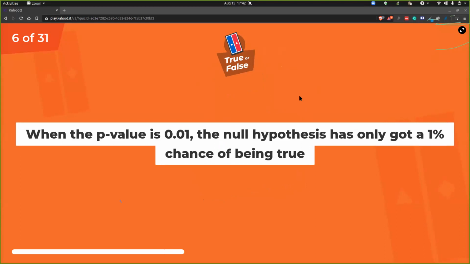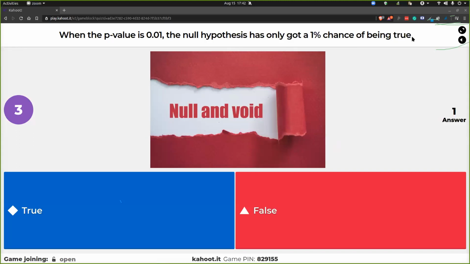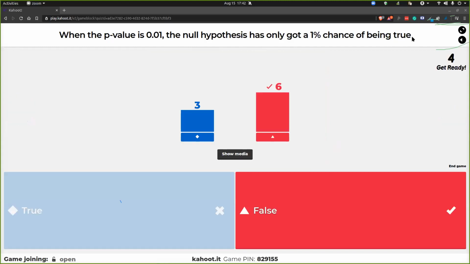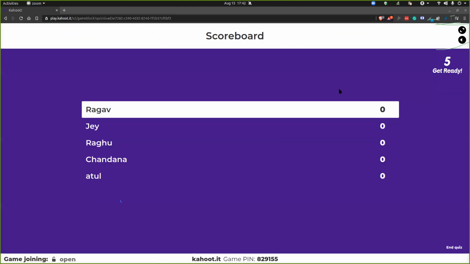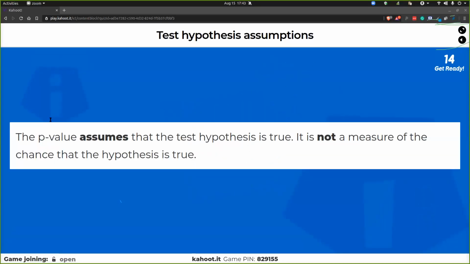Okay, now this is a true or false question. The question is, when the p-value is 0.01, the null hypothesis has only got a 1% chance of being true. Please mark it as true or false. Okay, so 6 people got it right. Let's see who got them right. Raghav, Hemant. Hemant has climbed up. Okay, this is the first question, so don't worry. And the explanation is this: the p-value assumes that the test hypothesis is true. It is not a measure of the chance that the hypothesis is true.